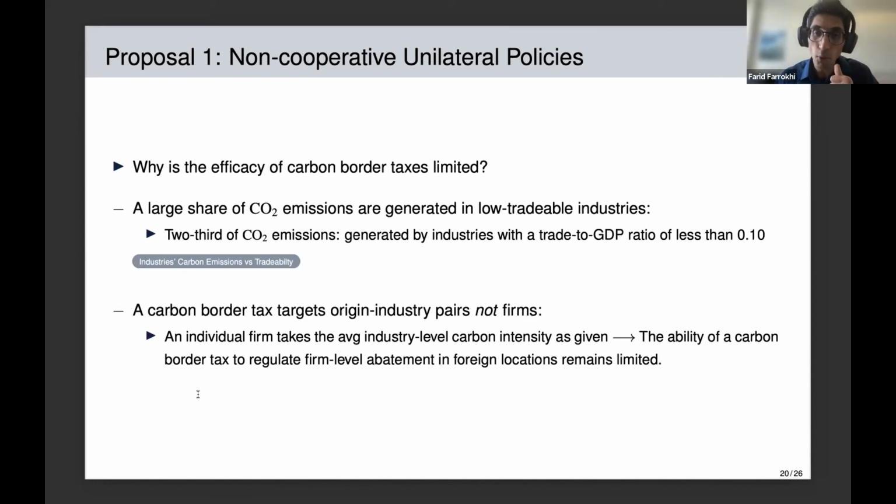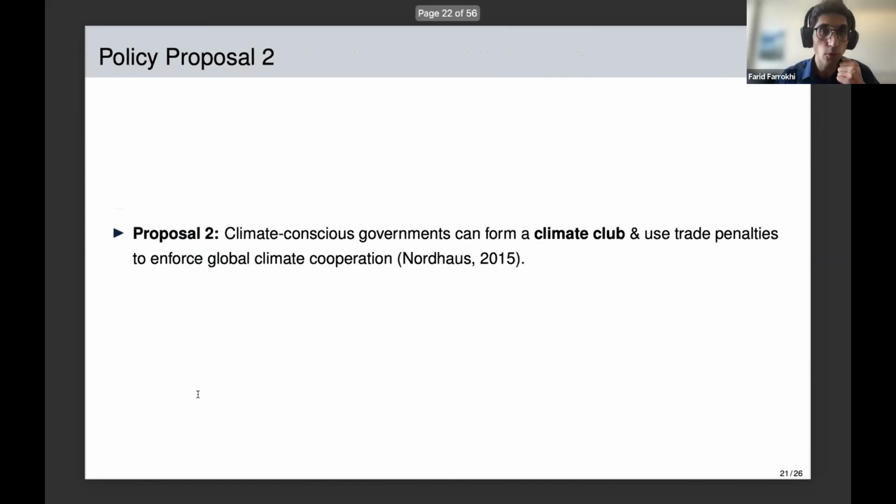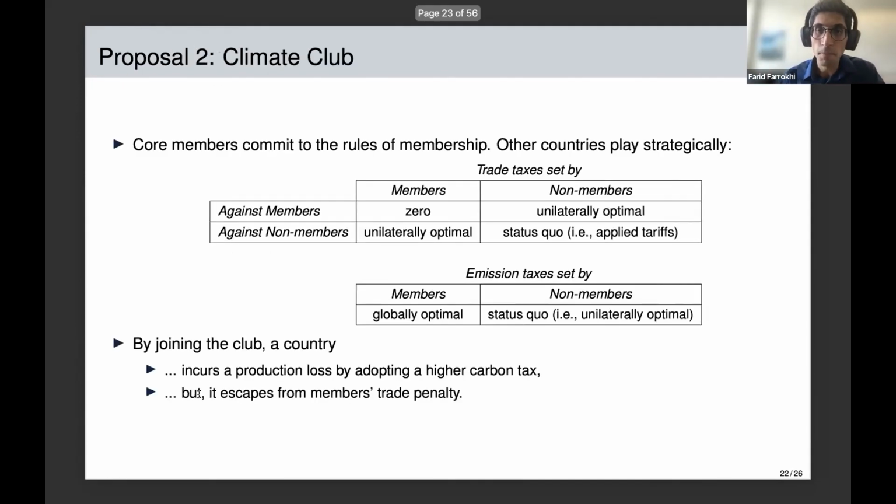This is an important point, but for the sake of time, let me go to proposal 2, where climate-conscious governments can form a climate club and use their collective trade penalties to enforce cooperation. And this is very much inspired by Nordhaus's ideas. So here's the structure of the game that we are envisioning: there should be core members that commit to the rules of membership, and only other countries are going to play strategically.